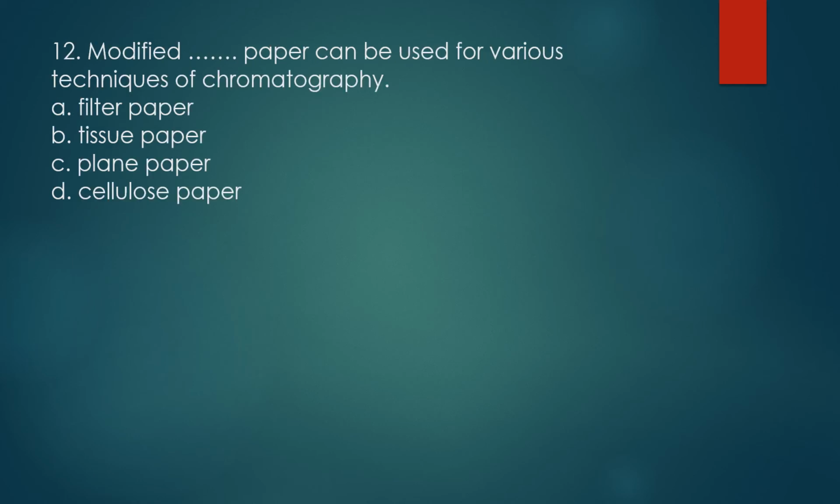MCQ number 12. Modified dash paper can be used for various techniques of chromatography. Option A, filter paper. Option B, tissue paper. Option C, plain paper. Option D, cellulose paper. And our correct answer is option D, cellulose paper. Modified cellulose paper can be used for various techniques of chromatography.